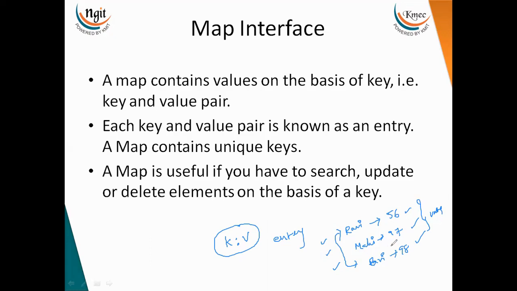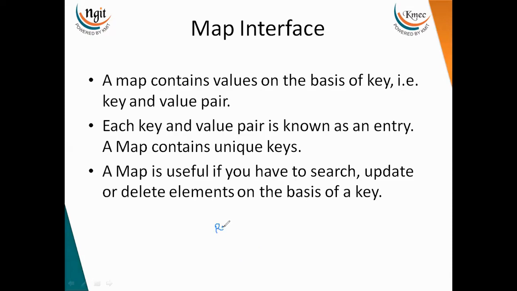Sir, can we have duplicate values? Of course. For example, Ravi got 76 marks, and Mahi also got the same marks. So the values can be duplicate, but keys cannot be duplicate, right? This map is basically useful for search, update, and delete. If you want to do this kind of manipulation on the basis of the key, that can be done by using this map interface, right?